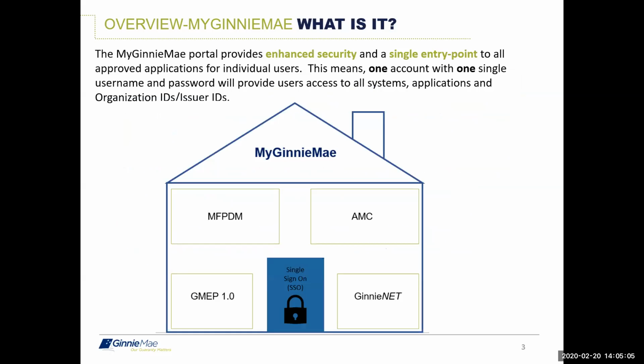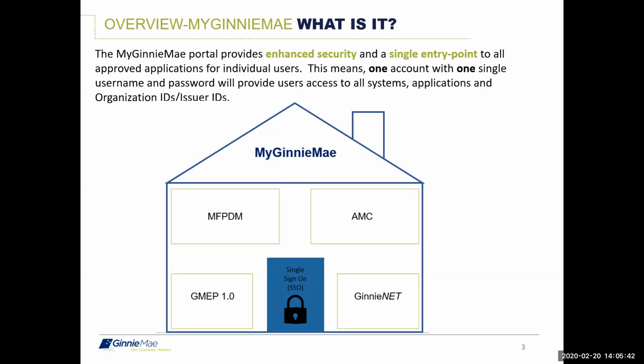So again, as I mentioned, MyGinnieMae is a house. It is a house with a deadbolt on the front door is what you're getting here. So basically what happens is when you go to enter into the house of MyGinnieMae, you have to enter a username, a password, and a one-time PIN. That's called multi-factor authentication, when you use multiple factors to enter in. And once you've entered those three factors, the deadbolt unlocks, and you can now access the rooms inside of the house that you are supposed to have access to.